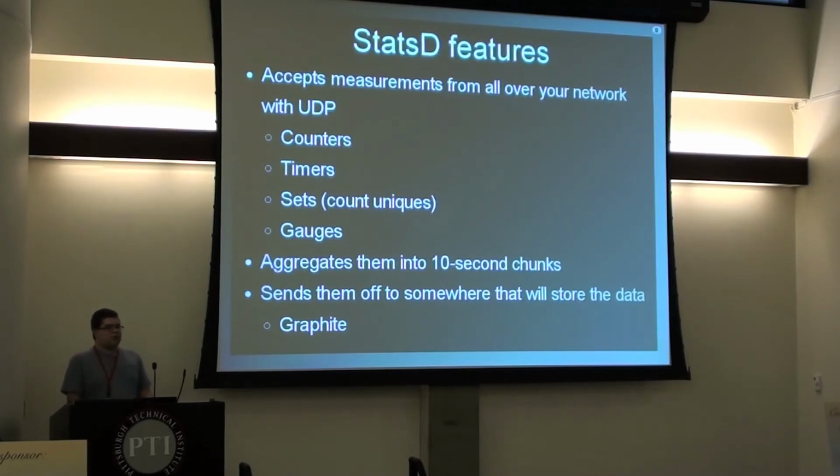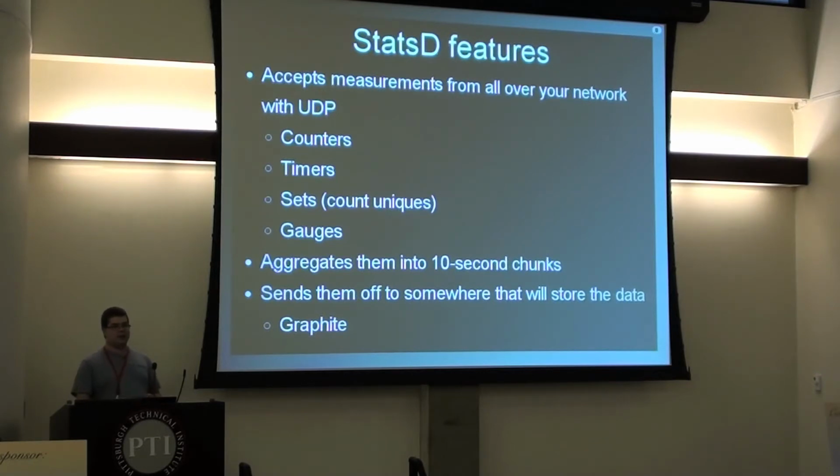The less used data types that it has are sets and gauges. Sets are good for something where you want to count the number of unique things. So for example, you might send a set where the event is a user viewed a page, and what you pass as the value to the set is the username.